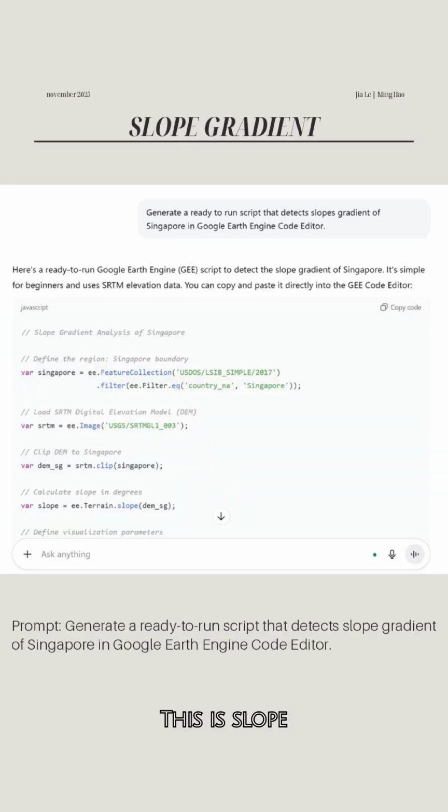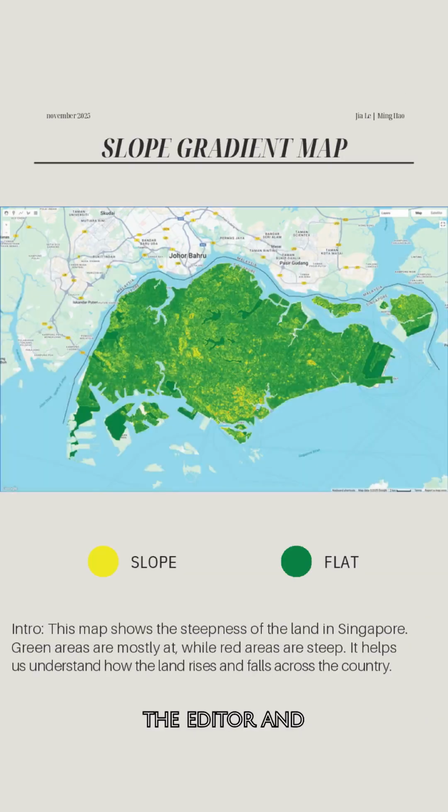Next is slope analysis. Earth Engine can compute slope from global elevation datasets. This helps us understand terrain form, runoff direction, and site constraints. I asked ChatGPT for a slope map script, pasted it into the editor, and executed it. Steeper slopes appear in brighter colors, while flat areas appear darker. This terrain map supports grading, accessibility planning, and erosion risk studies.